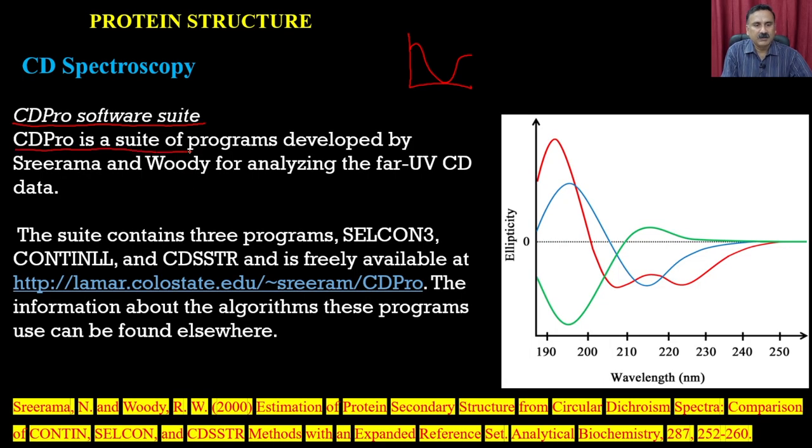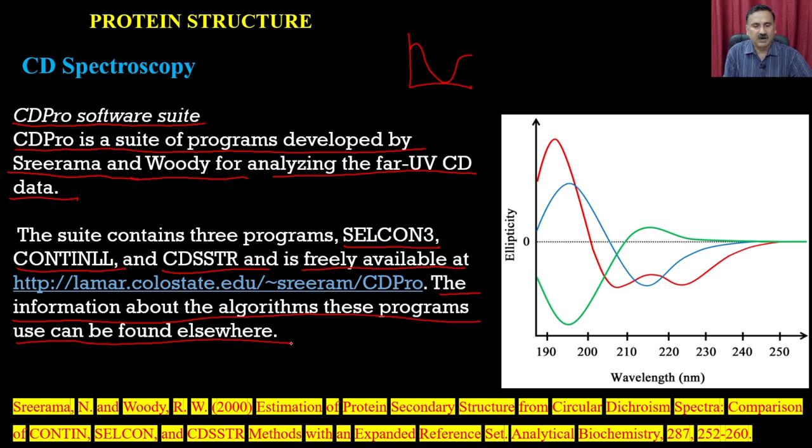CDPro is a suite of programs developed by these scientists, and they have analyzed the far UV CD data. The suite contains three programs called CONTIN, SELCON, and CDSSTR, and it is freely available at this particular link. The information about the algorithms and how these programs are used can be found elsewhere. I have given you the link for the reference of this CDPro program.